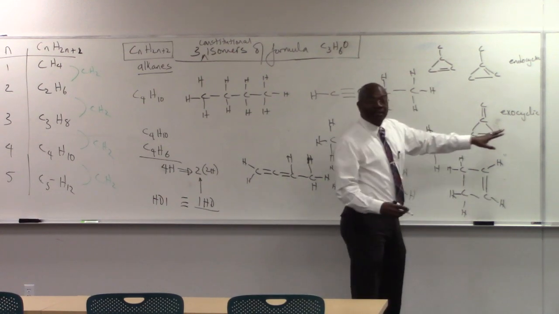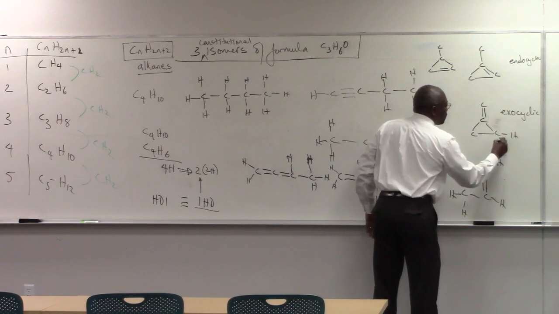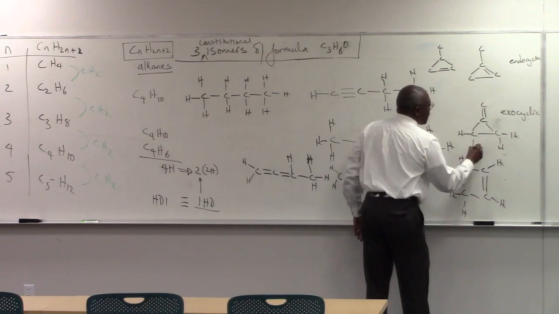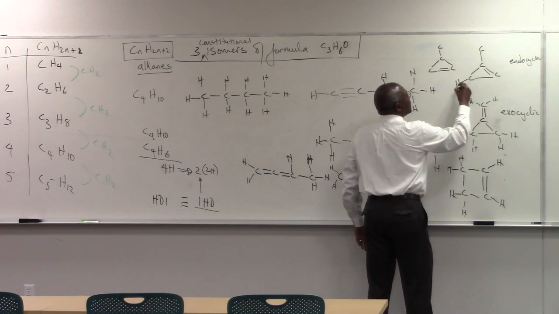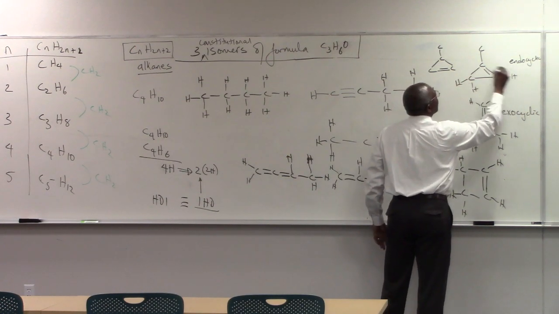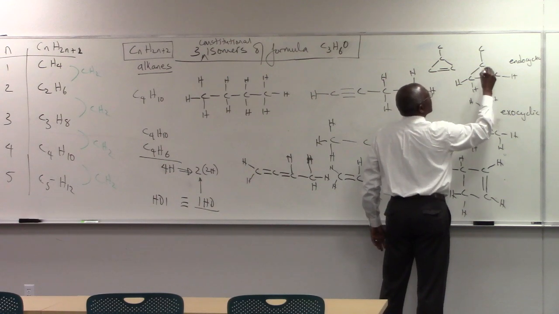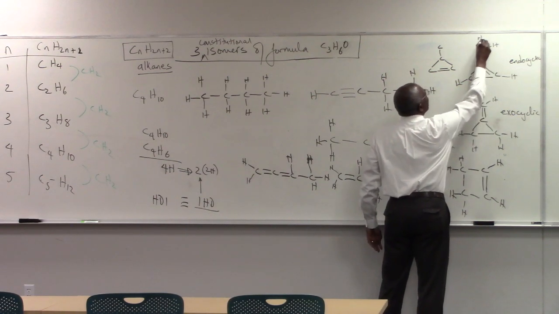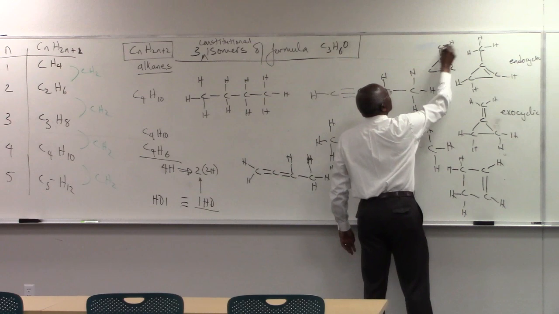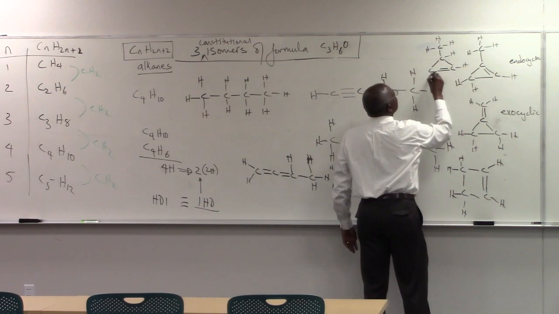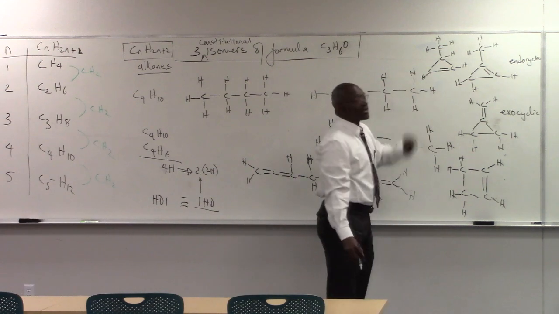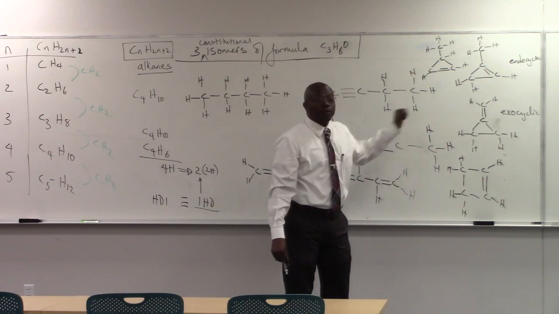Now, let's just complete the valences here. So 1, 2, 3, 4, none here, 5, 6. 1, 2, 3, 1, 2, 3, 4, so none here. 4, 5, 6. 1, 2, 3, 4, 5, 6. They're all C4H6. They're all constitutional isomers.